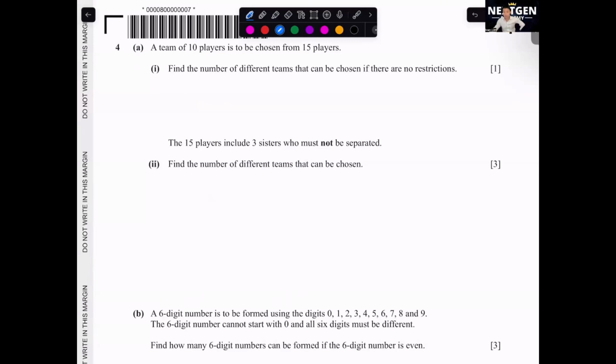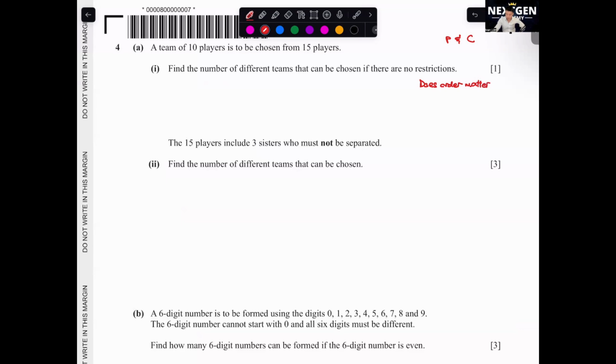Okay, permutation and combination. A team of 10 players is to be chosen from 15 players. Just write P and C. Find the number of different teams that can be chosen if there is no restriction. What is the first question that we always ask when we do permutation and combination? Does order matter? Okay, let's start with this one.